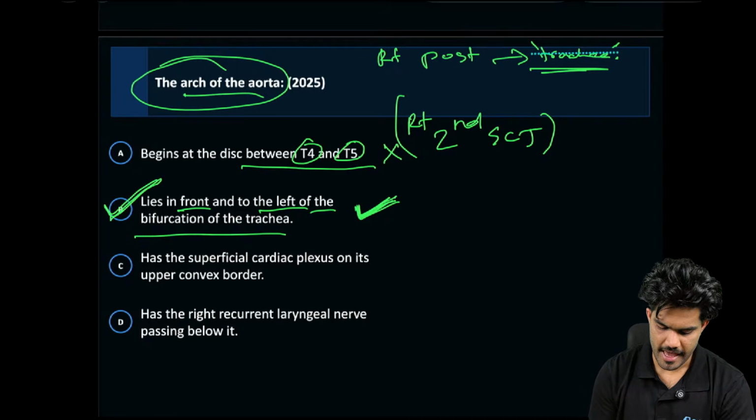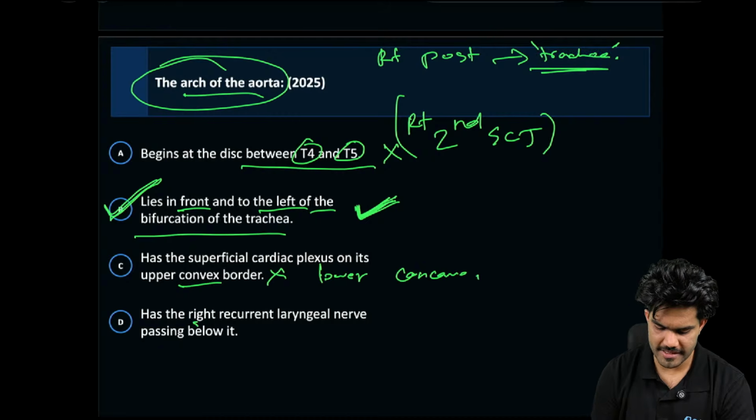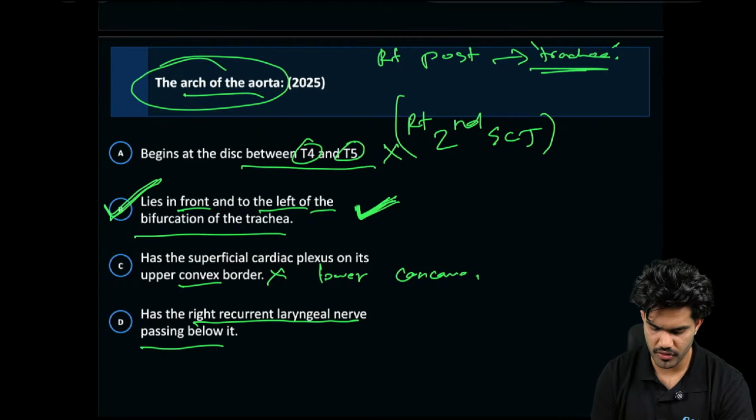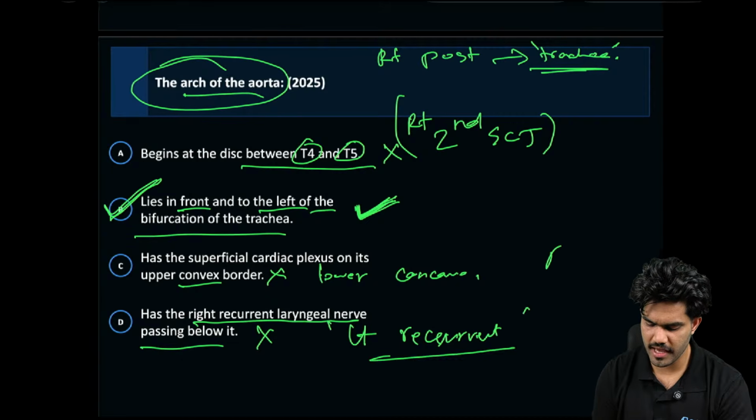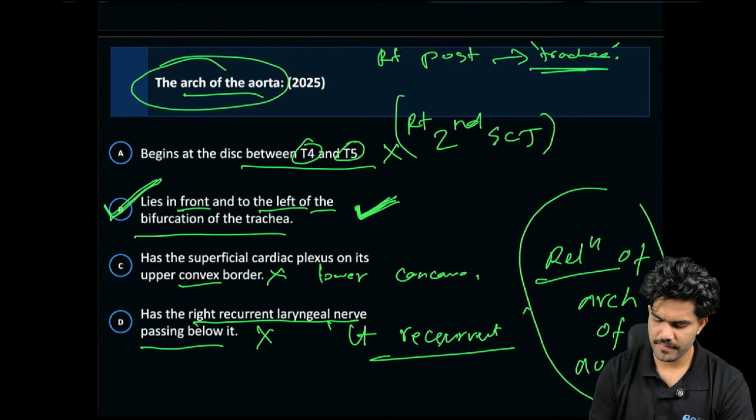That's it. Has the superficial cardiac plexus on its upper convex border? No. The lower concave. Okay. Has the right recurrent nerve passing below? No. Left recurrent. Okay. This is also the same question from the relation of arch of aorta. Arch of aorta. Okay.